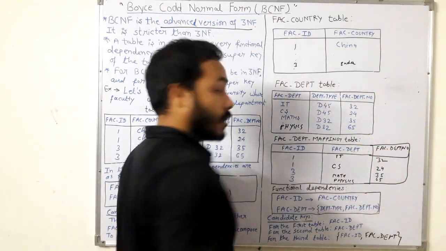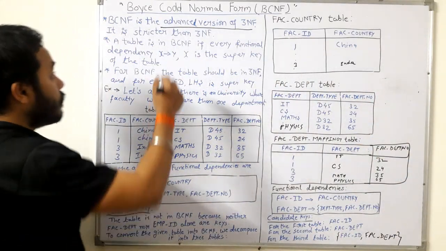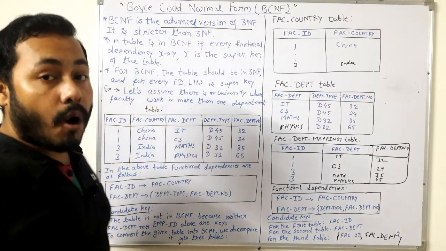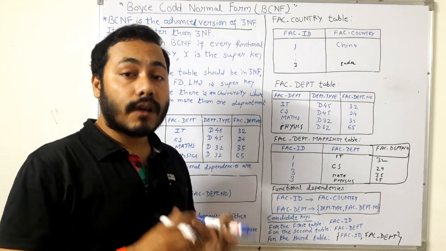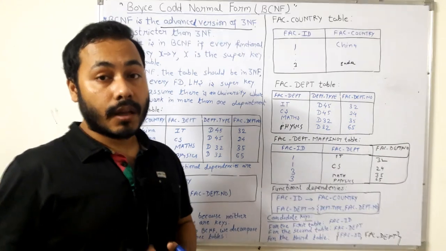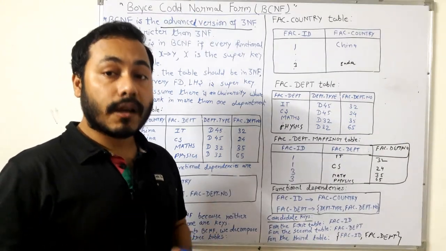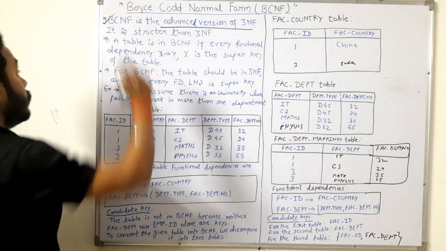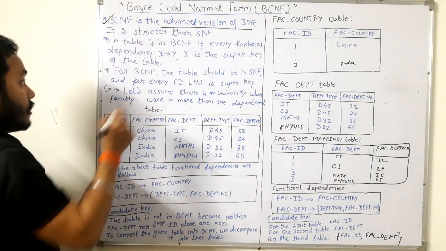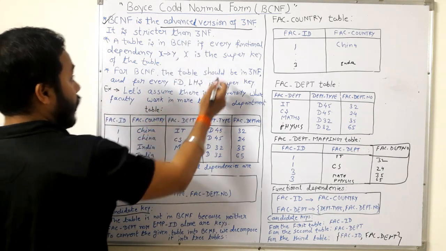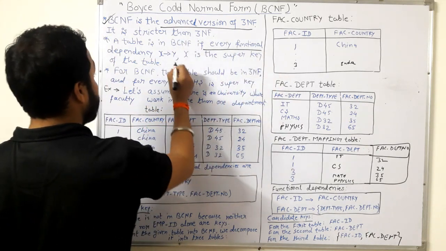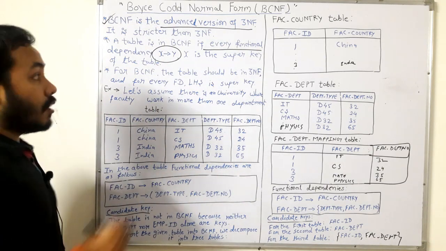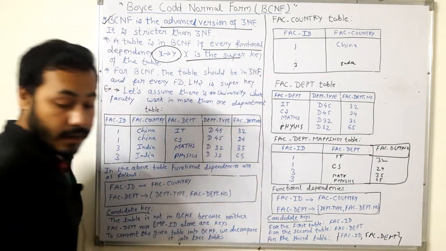But here the condition is different. I have already mentioned that this is the advanced version of 3NF, or I can say this is the stricter version of third normal form. So BCNF is a stricter version of third normal form. So the first point is clear to you. Now what is the condition? A table is in BCNF if for every functional dependency X implies Y, X is the super key of the table.